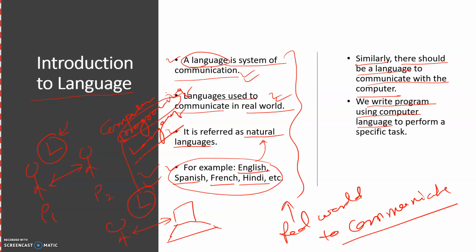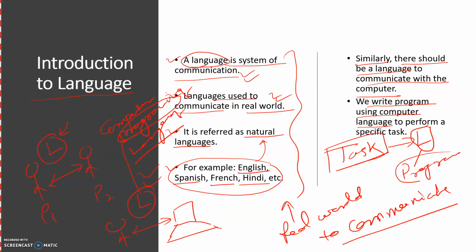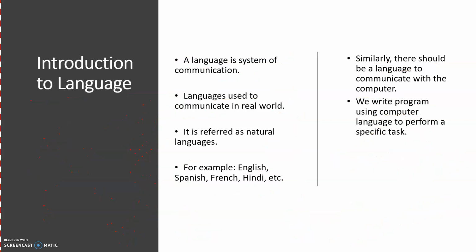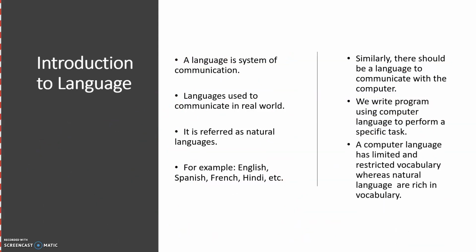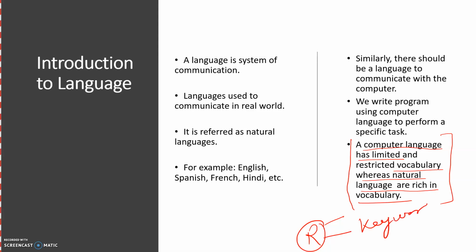And why computer programming language? Because in order to perform any task in a computer, you are using a language, let's say L, and using this language L we will write a program to perform this task. That is the reason we call it a program. A computer language has a limited and restricted vocabulary, whereas natural languages are rich in vocabulary. In computer programming language, we have restricted vocabulary and we call these special words keywords.